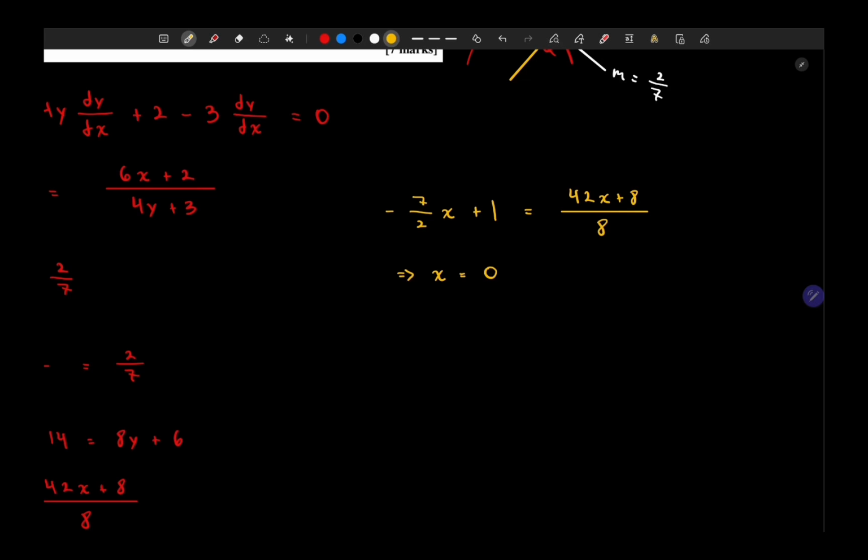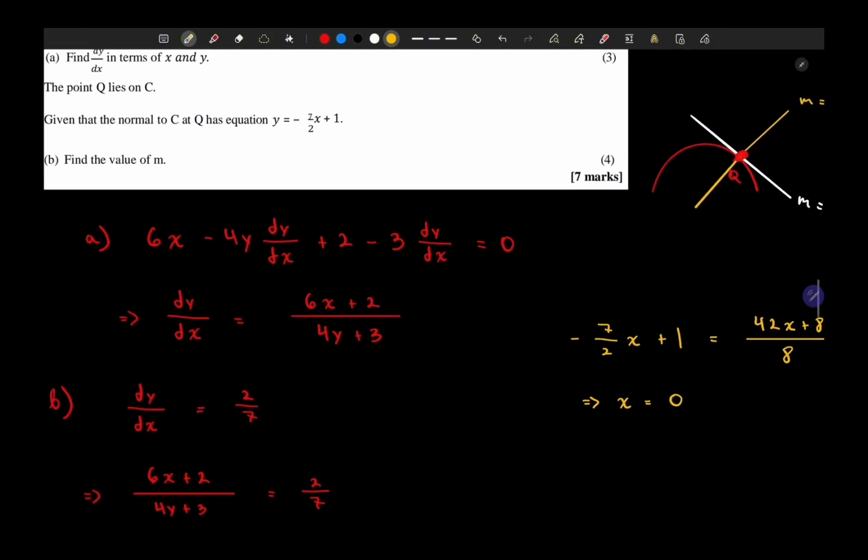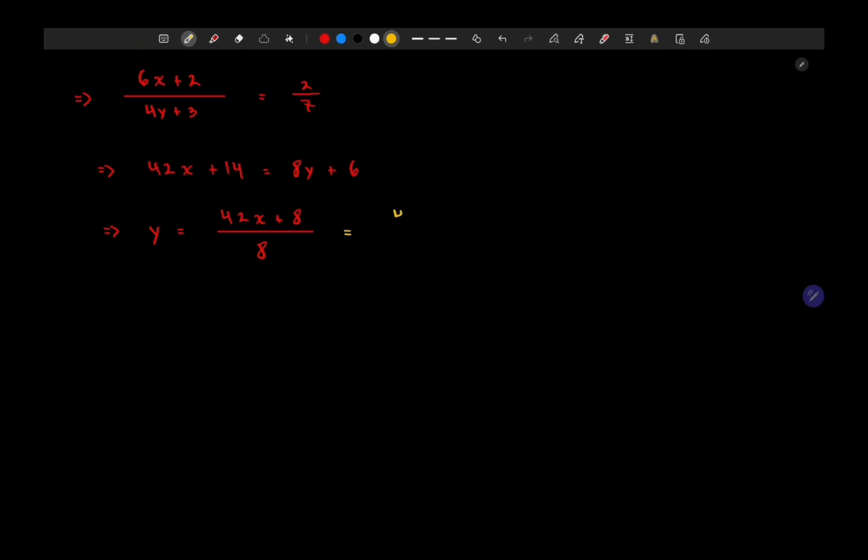Now the x coordinate is 0. Now let's find out the y coordinate. We can substitute the value of x into either one of these two equations. So let's just substitute it in this equation. So that's 42 times 0 plus 8 divided by 8. That will give us 1. So point Q has a coordinate of 0 and 1.